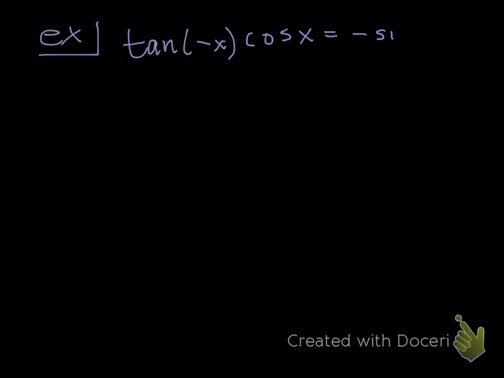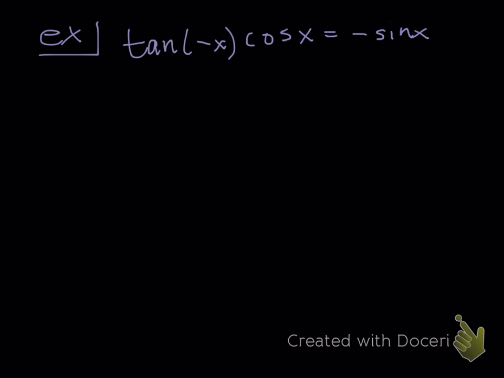So this problem, our example is tangent of negative x times cosine x is equal to negative sine of x. So again, you want to start working with the more difficult side. The left-hand side is clearly the more difficult of the two.